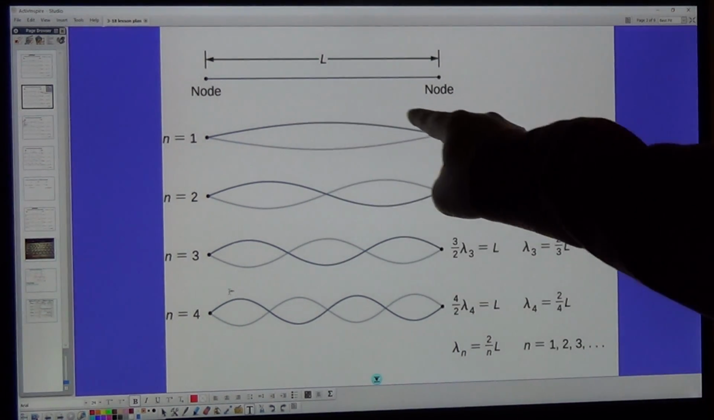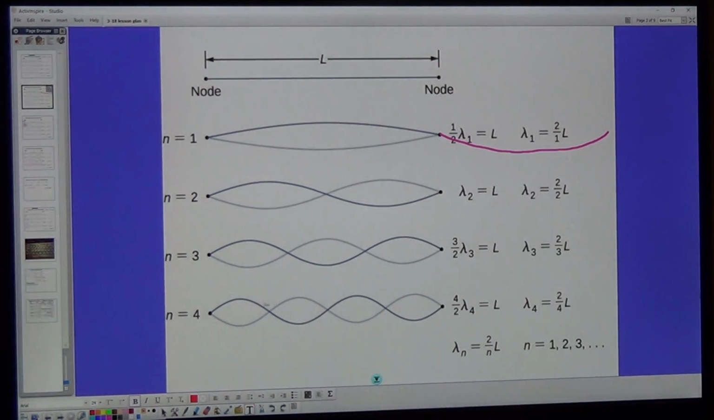this right here, that's not a full wave. Remember, a full wave has a crest and a trough. We did discuss this last class. As you have a crest and a trough, that is a full wave. So if you only have the crest side, that would only be half a wave. And so we have this formula right here: the wavelength is twice the length of the string.